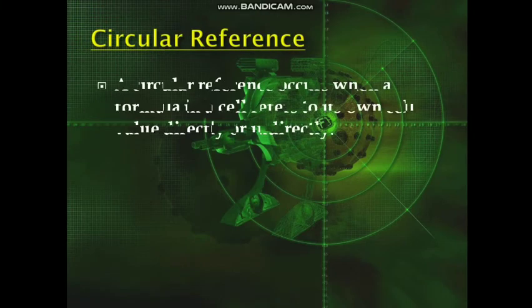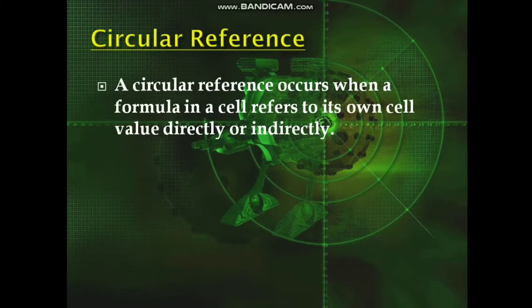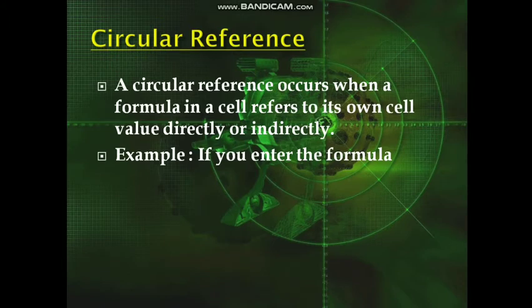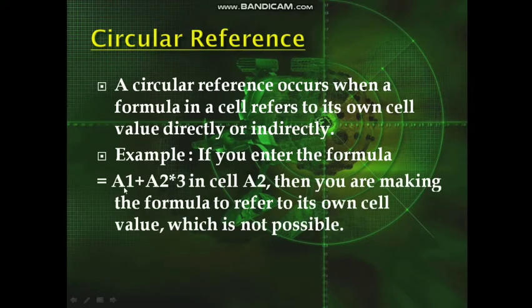Circular reference. A circular reference occurs when a formula in a cell refers to its own cell value directly or indirectly. We'll see the example now. Suppose you are entering a formula, equal to A1 plus A2 into A3, in the cell A2. That means in the A2 cell you are entering this formula, A1 plus A2 into 3. Then you are making the formula refer to its own cell, isn't it? In A2 we are referring to A2 itself, that means the cell is referring to its own cell, which is not possible, and in such cases circular reference occurs.